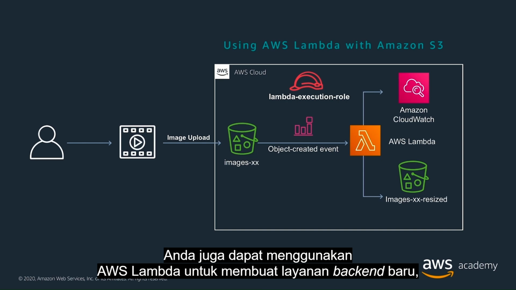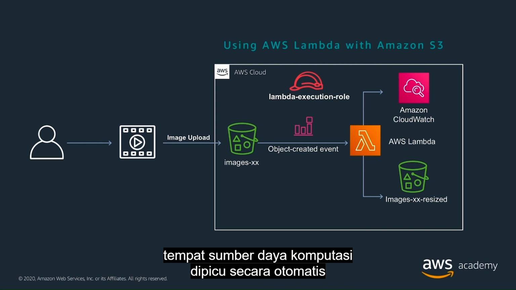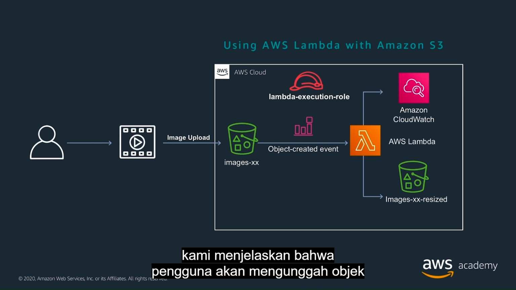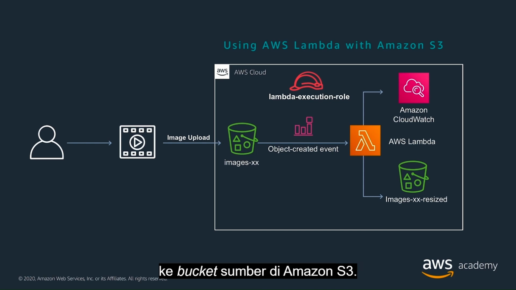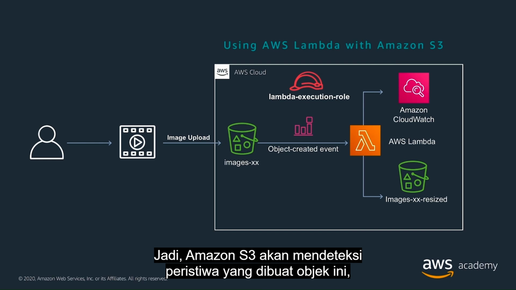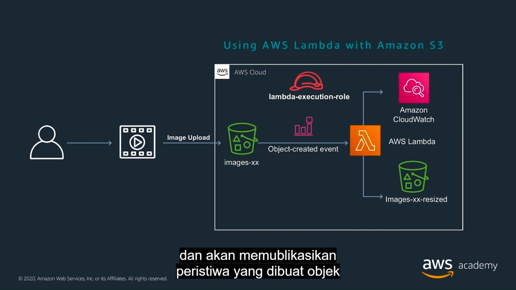You can also use AWS Lambda to create new backend services where compute resources are automatically triggered based on custom requests. First things first, it is important to know what the sequence of events is going to be. So in this diagram, we clarify that a user will upload an object to the source bucket in Amazon S3. This is going to manufacture an object-created event. So Amazon S3 will detect this object-created event and will publish the object-created event to the AWS Lambda function by invoking the function and passing the event data as a parameter.